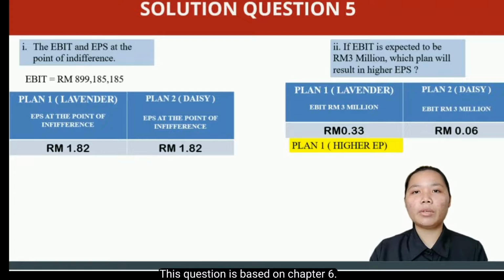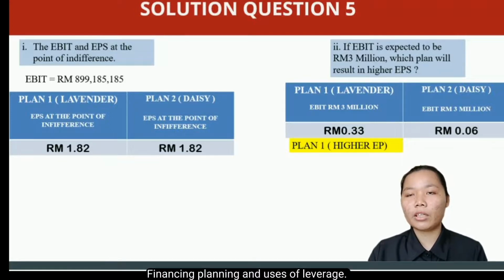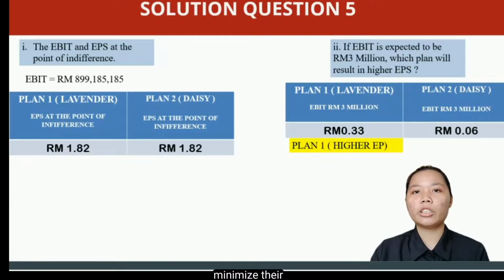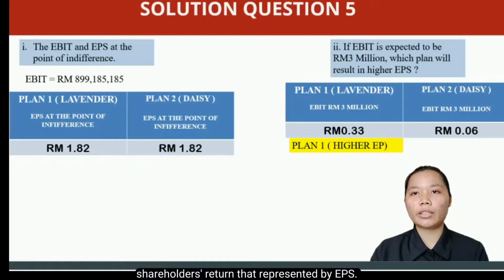This question is based on chapter 6, financing, planning and uses of leverage. Based on chapter 6, the learning outcome that we can learn is that the point of indifference enables a financial manager to make a better financial decision when choosing the best financial plan that can maximize shareholders' return represented by EPS. That's all from me.